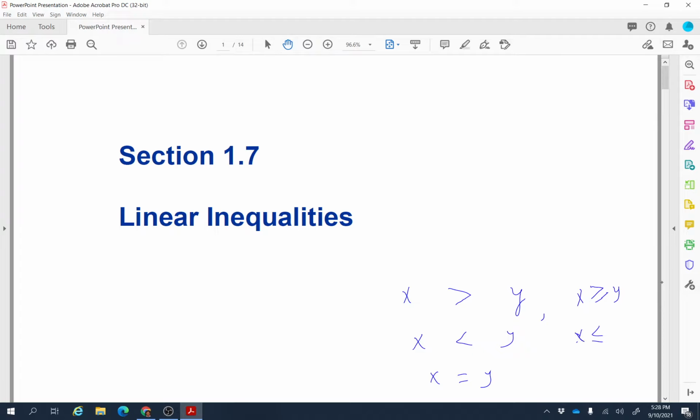Let's say x is less or equal y. That means x might be less than y or equal to y. So it covers more cases than this symbol. We're going to use these notations, these symbols, and solve linear inequalities. Whenever we see these symbols, greater than, less than, greater or equal, or less or equal, that's called an inequality. Linear means the variable we're going to use has exponent 1 only. So that's called linear inequalities.